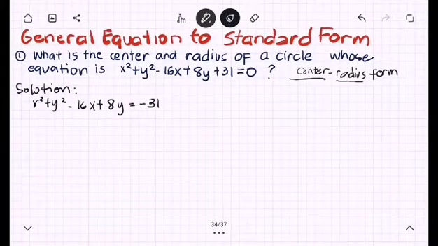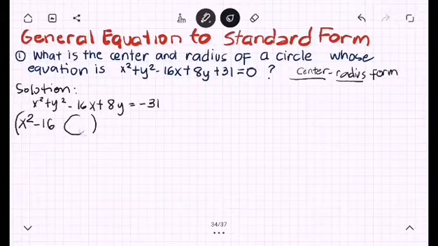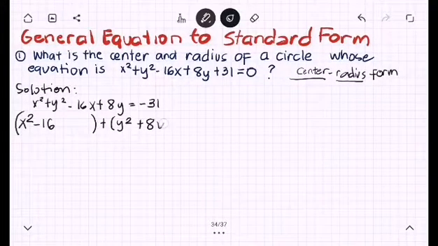Okay. So yung second step natin, i-regroup natin yung term na may parehas na variable. So in this case, we're going to group x squared minus 16x. Okay, so ikukulong ko siya sa parentheses and I will leave a space para dito sa third term. So mamaya bubuuin natin siya by completing the square. Then, tuloy natin, we have y squared plus 8y. So again, mag-iiwan ako ng space dito. So equals to negative 31.